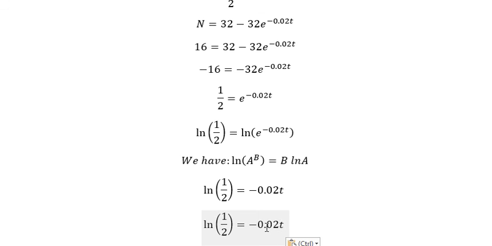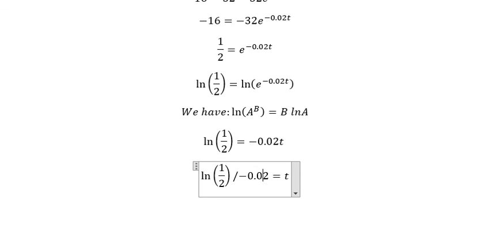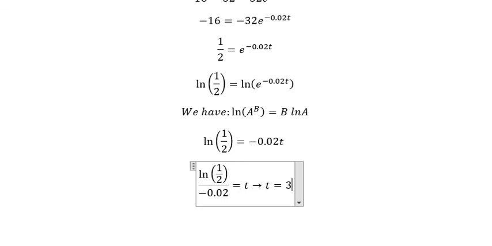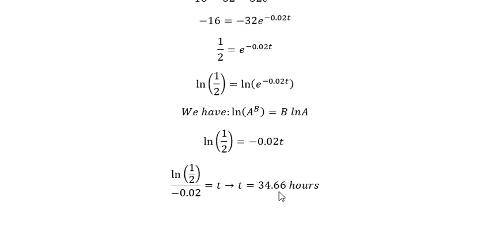Next, we divide both sides by negative 0.02. And this is approximately 34.66 hours. And this is the final answer we need to find.